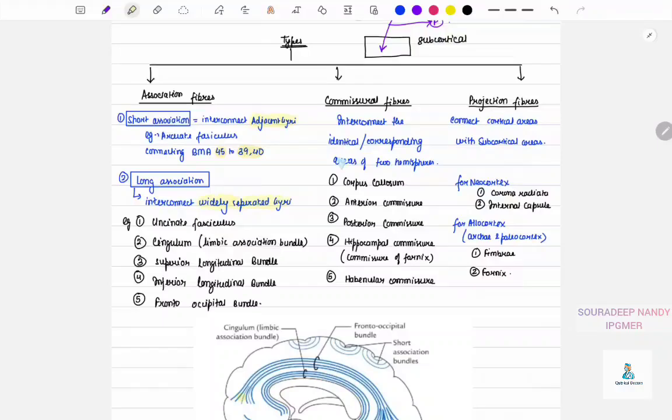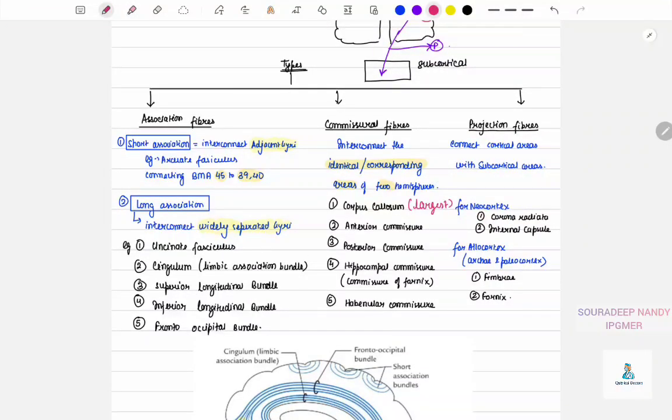Now coming to the commissural fiber, it interconnects identical or corresponding areas of the two hemispheres. Here are 5 examples. Corpus callosum is the largest commissural fiber of the brain. Then there is the anterior commissure, which is formed by the lateral segment of the olfactory trigone. Then the posterior commissure, which will be discussed during the third ventricle video.